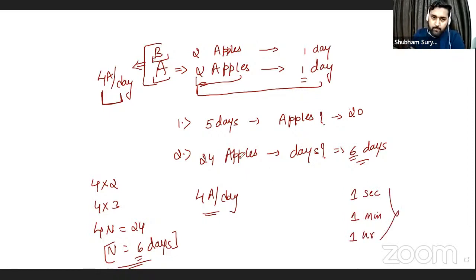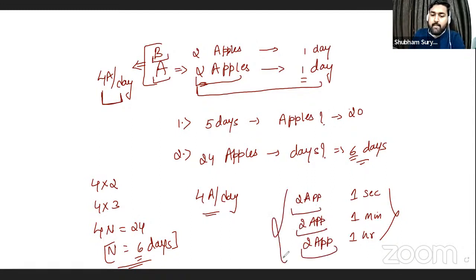Okay, now the question could have been in this particular way: 2 apples per second, right? It could have been 2 apples per minute, or it could have been given as 2 apples per hour, guys. Okay, so all these are given in terms of per second, per minute, per hour. So these are basically the unit work done in a unit time interval. So this is what you call efficiency, guys.